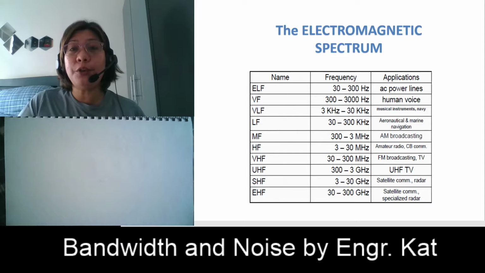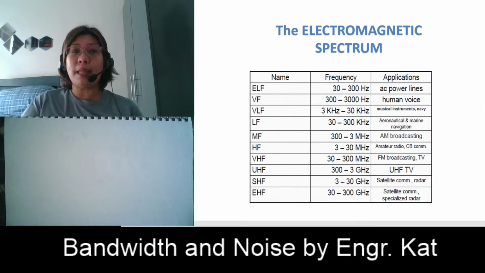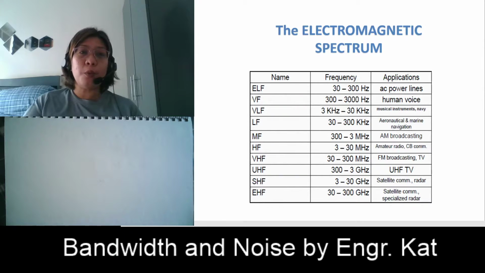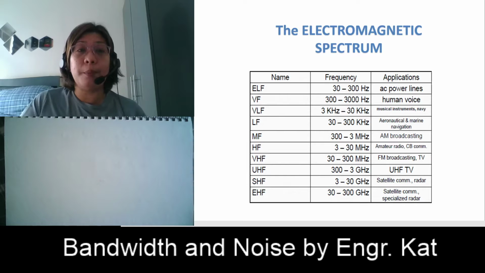Okay, and then we have here the HF or high frequency. So we have here your amateur radio or your citizens band radio. So when you're riding on a van and the driver wants to communicate with the other drivers, they make use of this frequency. That means their transmitters and receivers are designed in this frequency range. So the frequency that they're transmitting and the frequency that they're receiving falls under this frequency range.